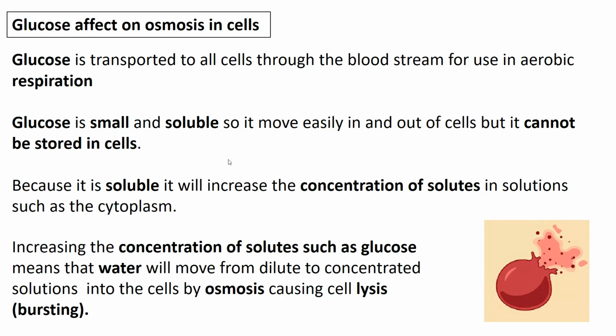Because it is soluble, it increases the concentration of solutes in solutions. So when you increase the concentration of solutes like glucose, water will move from the dilute to the concentrated solution by osmosis, and this will cause cell lysis. So you can't have high glucose concentration in your blood, because water will move out of your body cells into the blood and they will actually be destroyed. So you must regulate the glucose concentration to make sure osmosis isn't occurring and damaging cells.